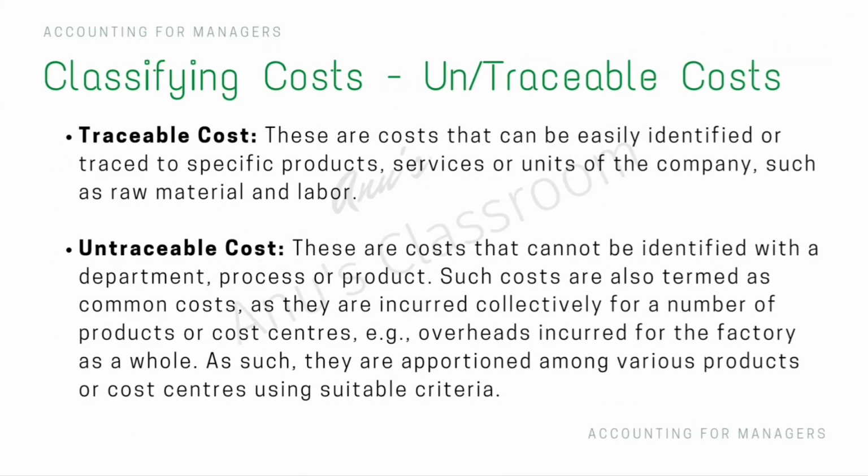Then traceable costs are those costs which can be easily identified or traced to specific products, services, or units, whereas untraceable costs, you might have guessed, cannot be identified with a department, process, or a product. These costs are also termed as common costs and are incurred collectively for a number of products or cost centers.